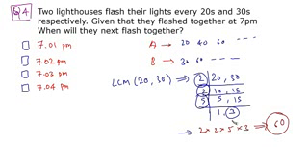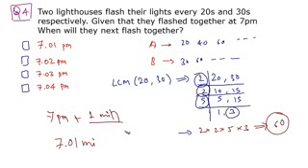Now 60 seconds is 1 minute, and it is given in the question that these A and B lighthouses flashed together at 7 p.m. So they flash together at 7 p.m. and they will flash together 1 minute later, because they flash every 60 seconds together. So our answer is 7.01 p.m. because they flash together at 7 p.m., they will flash 1 minute later, that is 7.01 p.m.